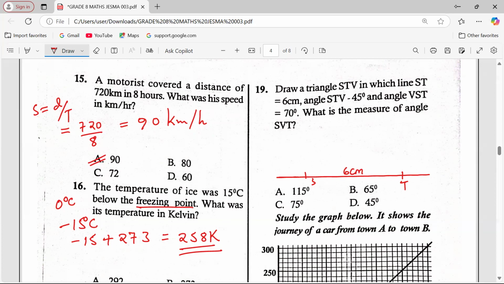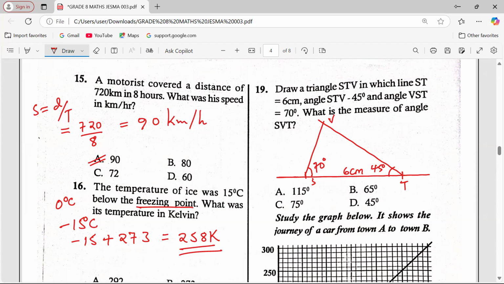Then after that, STV is 45. So 45 is going to be measured from here. That is 45 degrees. Then the other angle is VST. So at S, we measure 70. So 70 will be measured here. We also produce a line. 70 will be measured there. This is equivalent to point V now.